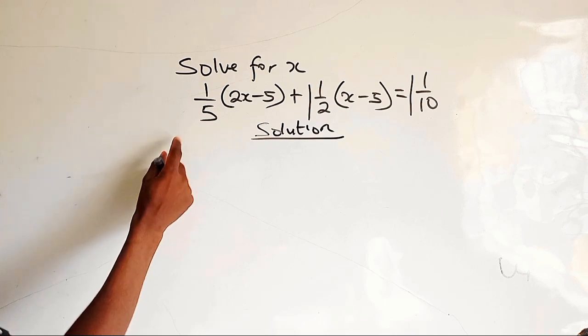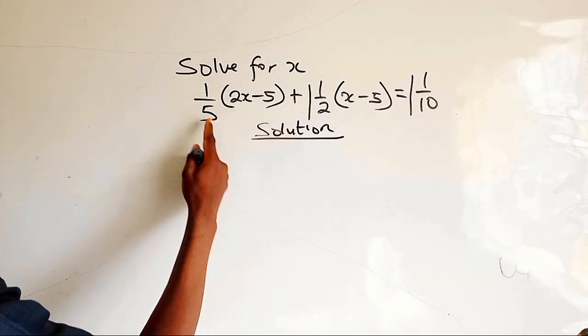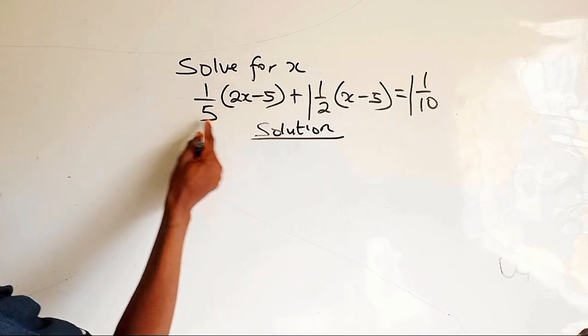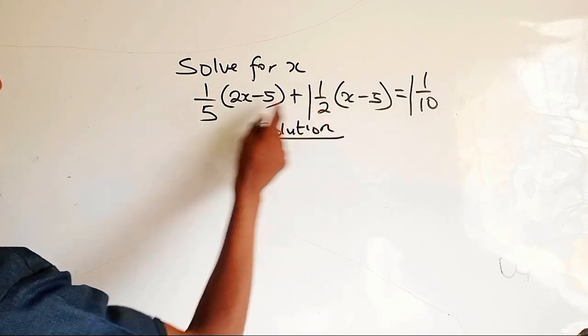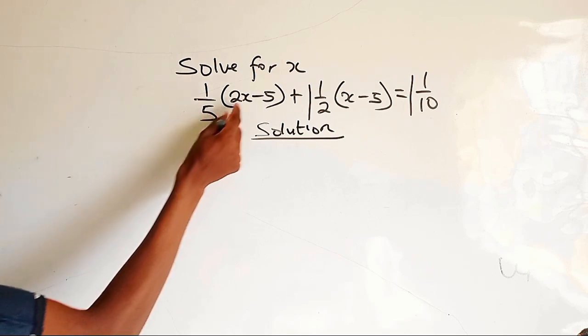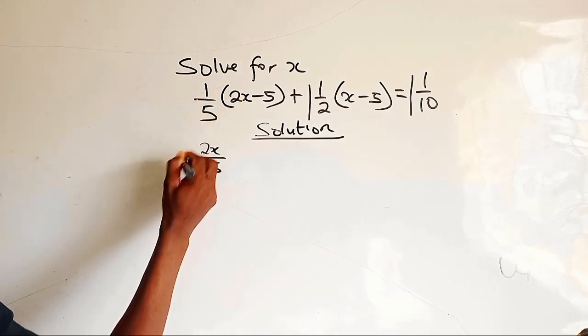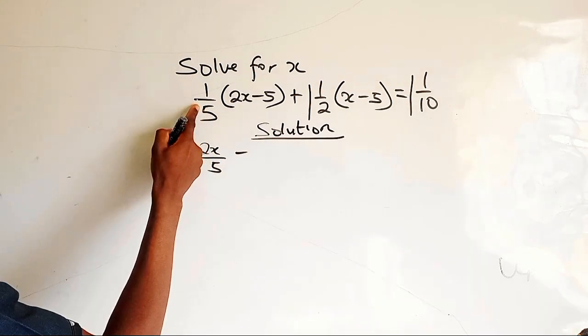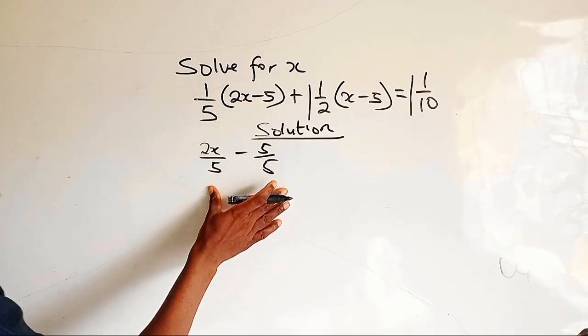When we look at this, we can still maintain this. What this implies is you open the brackets with what we are having here. So from here, we have 1 over 5 times 2x, instead of saying 2x over 5, minus 1 over 5 times 5, instead of saying 5 over 5.